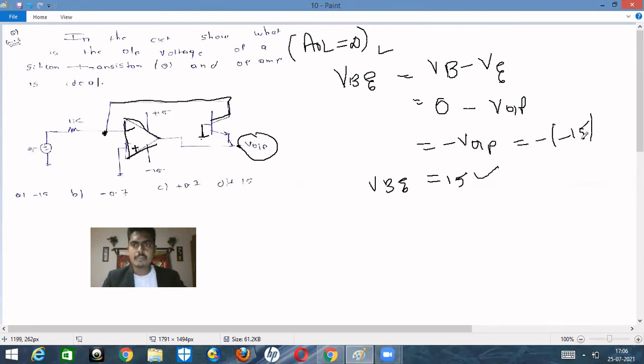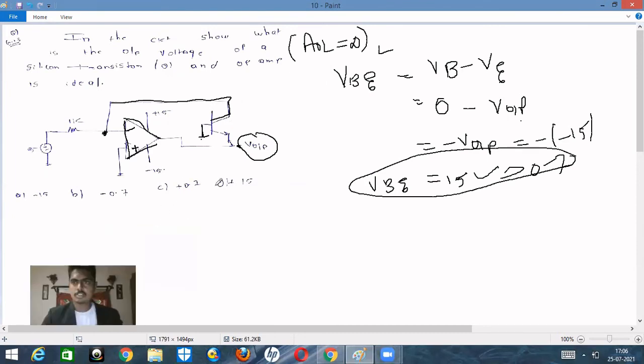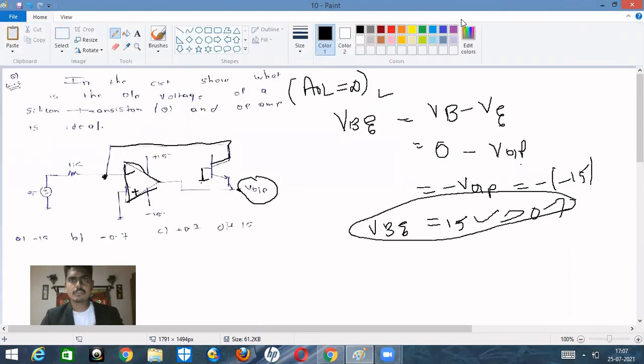So since the minimum value is -15, if you substitute -15 over here, we are getting +15, which is greater than 0.7. So since VBE is greater than 0.7, definitely we can say that the BJT is in the on condition. The BJT is conducting over here. So that is what we need to analyze.